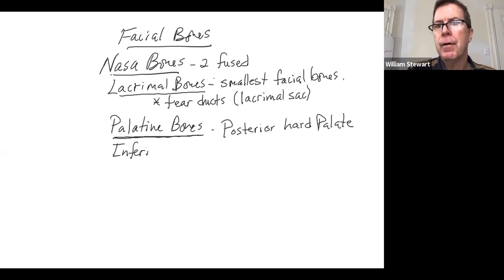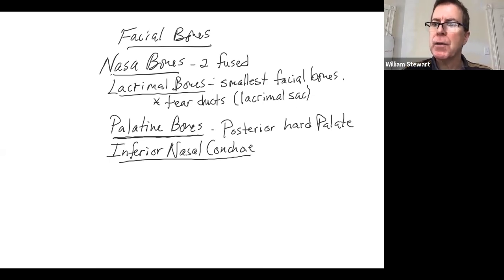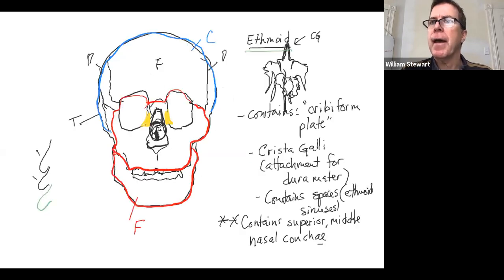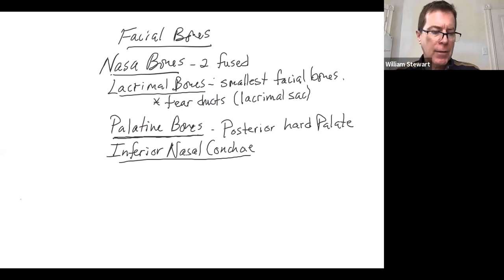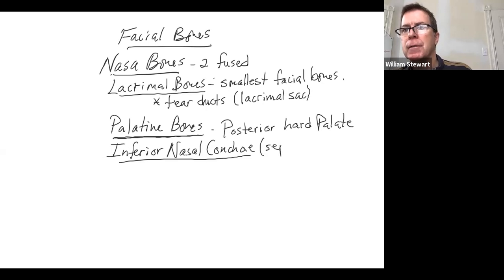The inferior nasal concha, that was the one that was not included in my first picture. So just to remind you what we're talking about there, when I talked about the ethmoid bone, it only houses the superior and middle nasal conchae. This third one down here is the inferior nasal concha. It's a separate bone. So that's what this is, the inferior nasal concha. Just know that it's a separate bone, separate from the ethmoids.